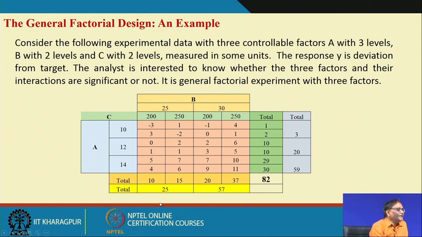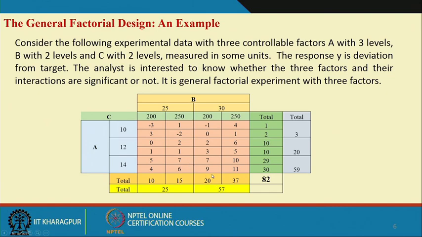Similarly for B, the total is computed, you compute the average and subtract the grand mean, and you will get the B effect. For C, it is 200 and 250. For 200, it is 10 plus 20, 30, and for 250 it is 15 plus 37, 52. You calculate that average minus the grand average, and in the same manner AB, BC will be computed.